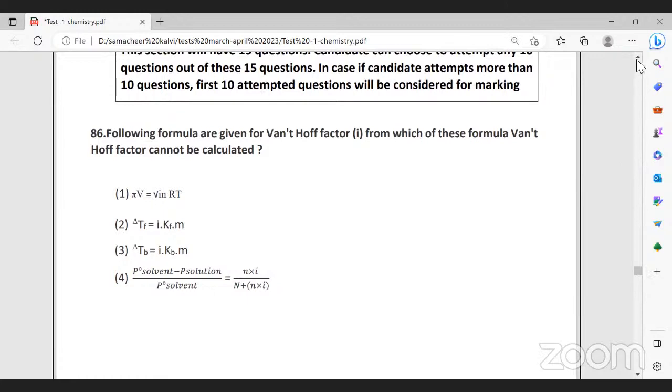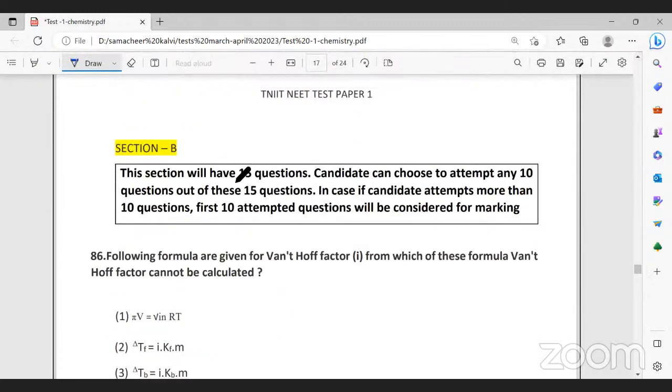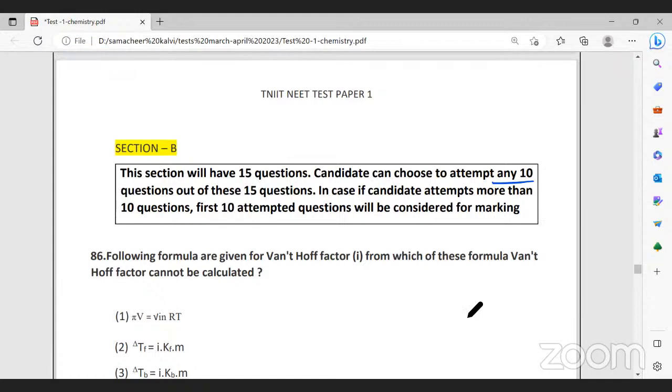So this is part B question. As I told you, in part B, you will be given 15 questions and you'll have to write 10. Yesterday, I was discussing this. So in part A, 35 questions, you'll have to answer all 35 questions. In part B, for NEET, you have a choice. The same paper, 15 questions, of which you have to write 10.